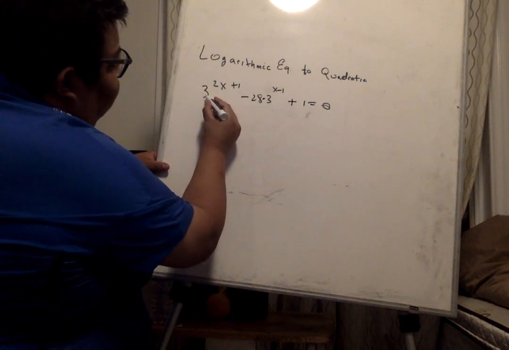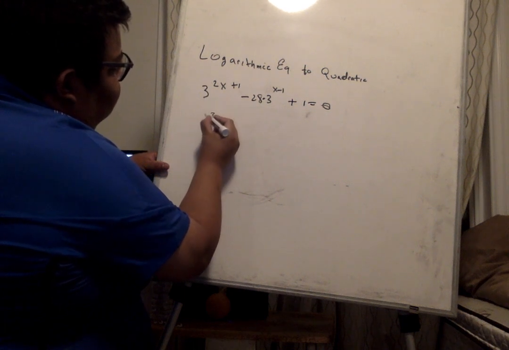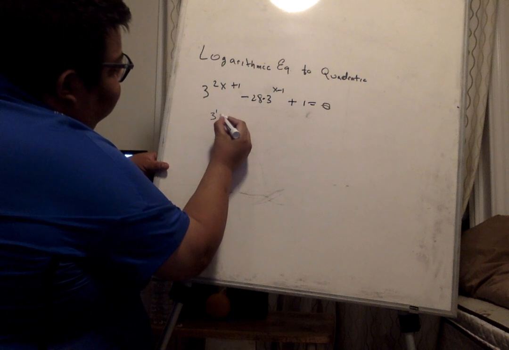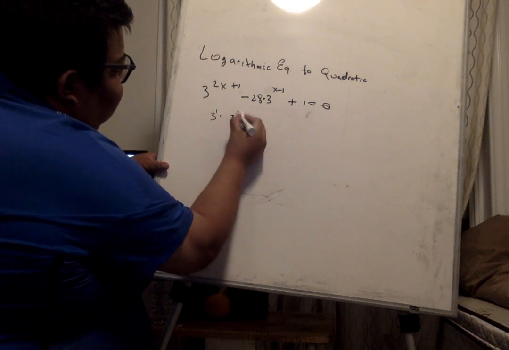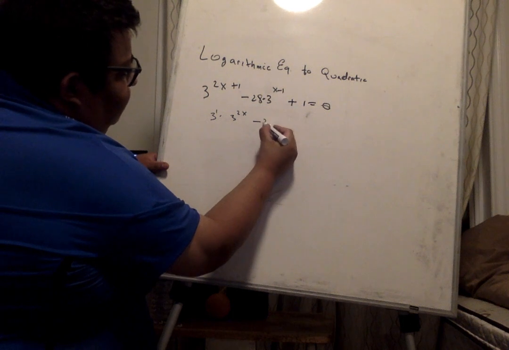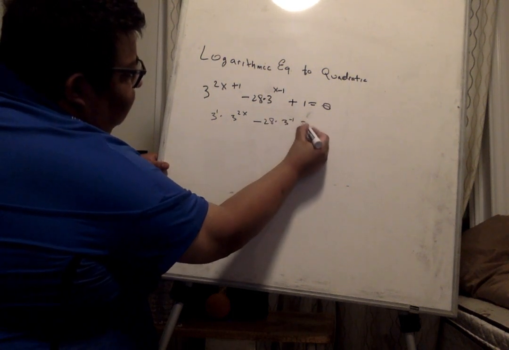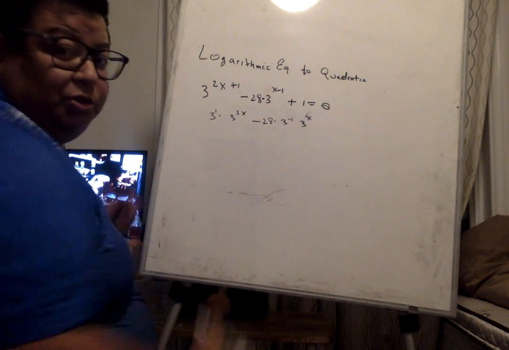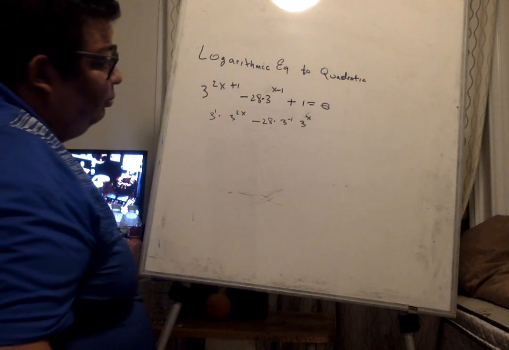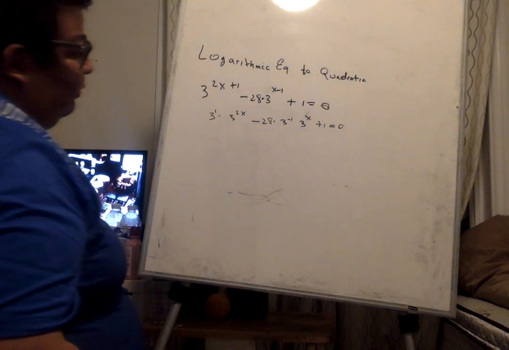First I can take out a 3 from here. The way I'm going to do it is like this: 3 to the 1 times 3 to the 2x. Here I'm going to take out a negative 1, so it will be negative 28 times 3 to the minus 1 times 3 to the x. I'm just using the rules of powers, and then plus 1 equals 0.